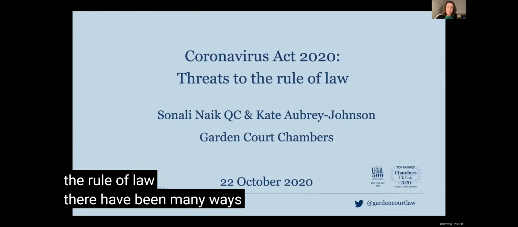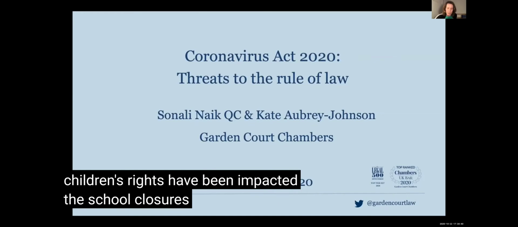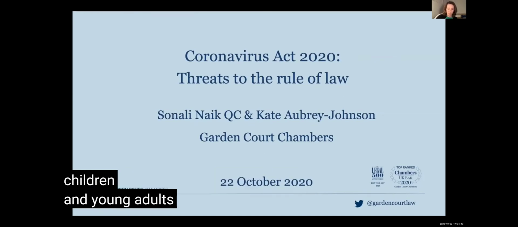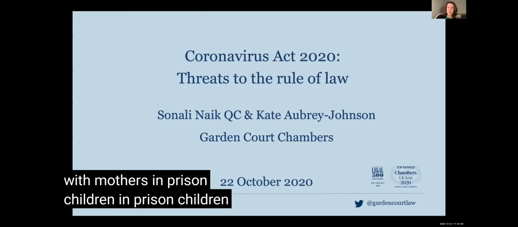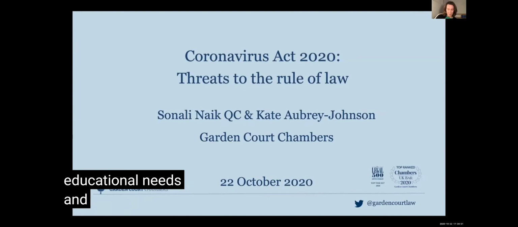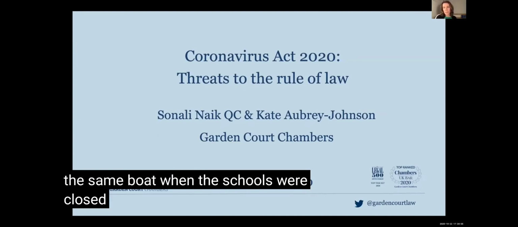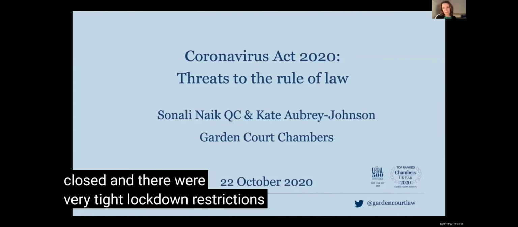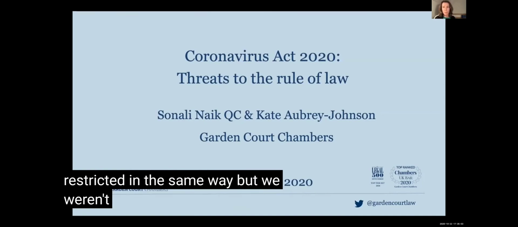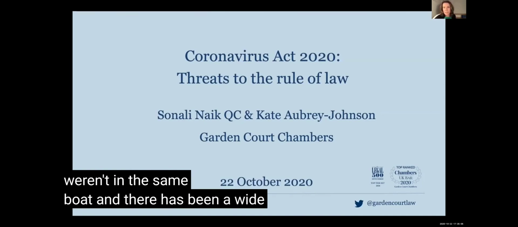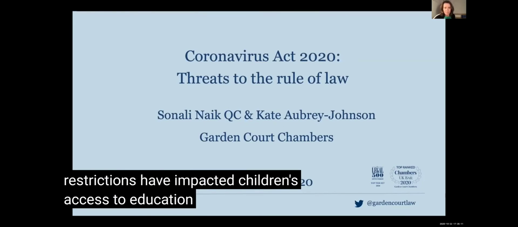There have been many ways in which children's rights have been impacted. The school closures, the rights of children and young adults with autism, children with mothers in prison, children with special educational needs. And there is a wide disparity. We talked about all being in the same boat when the schools were closed, and there were very tight lockdown restrictions on our lives. But of course, we were all restricted in the same way, but we weren't in the same boat. And there has been a wide difference in how these restrictions have impacted children's access to education.